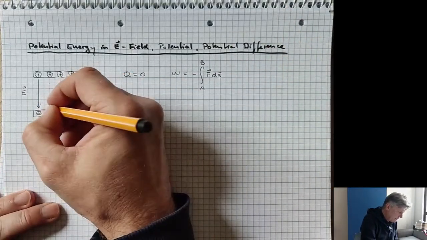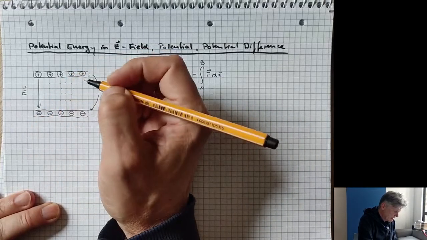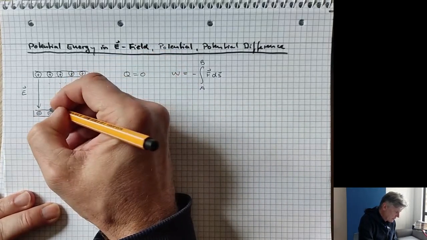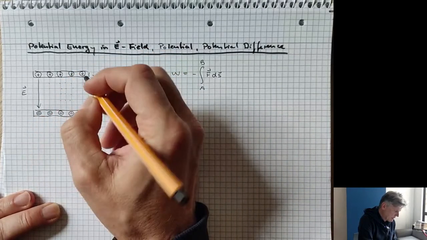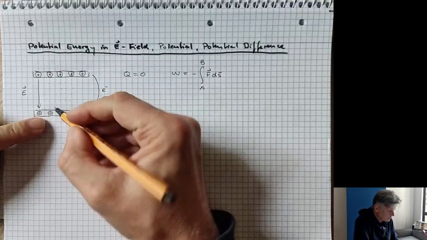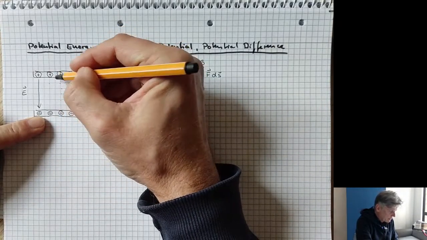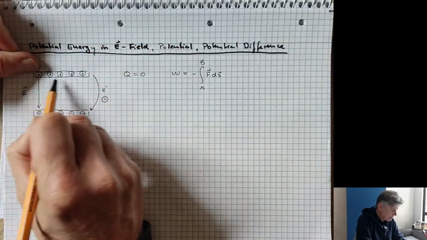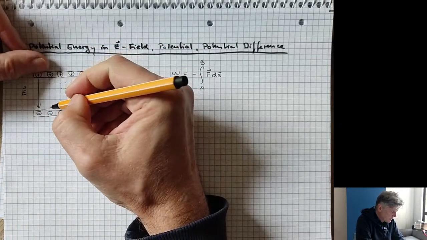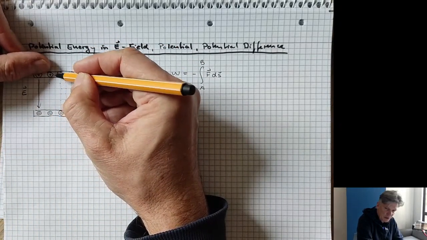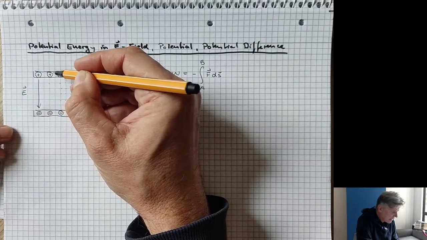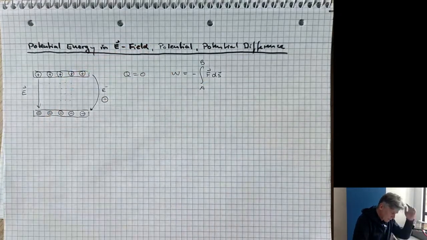Let's have a look at, no, let's say a positive particle. The positive charges don't want to go to this side, because this is already positively charged, so we have to overcome a repelling force. This counteracts the motion of a positive charge.